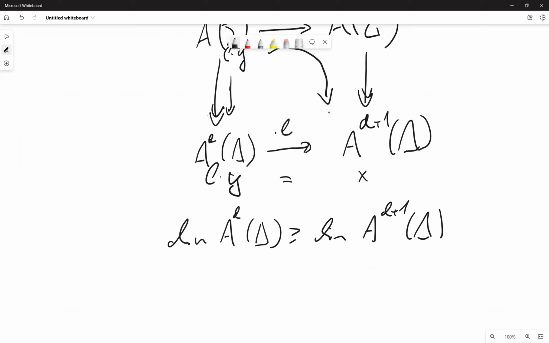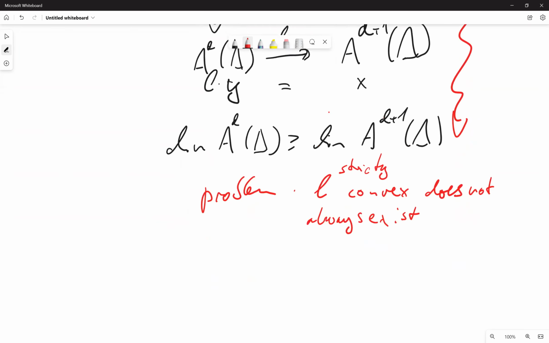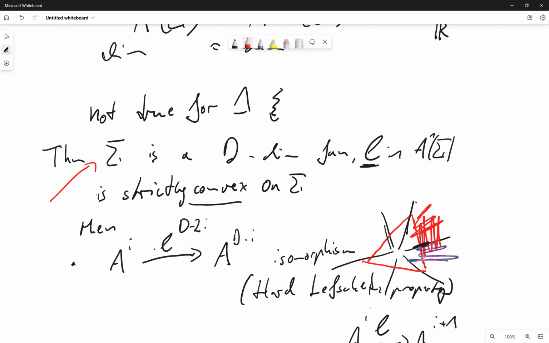And that's the point. The problem, right? Warning, problem. An L convex does not always exist. Well, convex exists, but strictly convex does not always exist. So the problem is that we cannot actually use this famous, important theorem, this classical Hodge theory. This theorem does not actually hold in our situation. We don't actually have it.